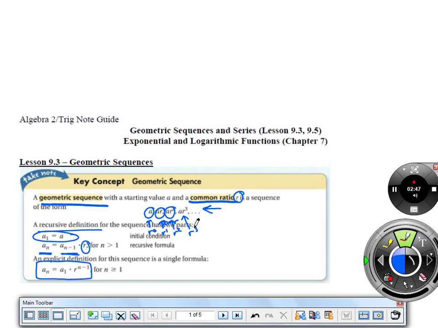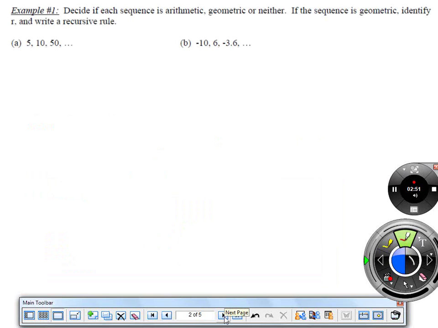So let's recognize this pattern and be able to work with it a little. So up here are two sequences. We're supposed to decide if they're arithmetic, geometric, or neither. So notice in sequence A, first term is 5, next term is 10. So if I was adding to get there, I'd be adding 5. But if I add 5 to 10, I don't get 50, I get 15. So if we tried 5 times 2 would have made 10, but 10 times 2 doesn't make 50. So this does not follow an arithmetic or a geometric pattern. Therefore, it is neither of those types of sequences.